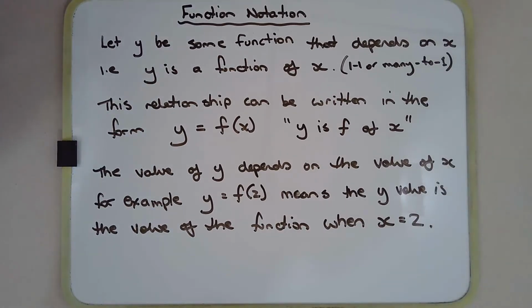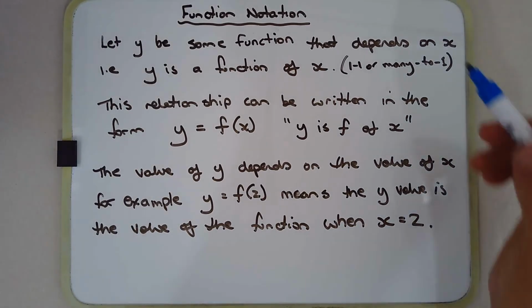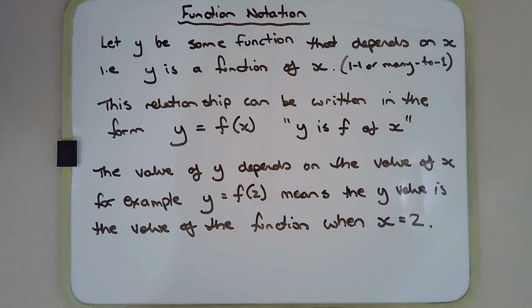Previously, we've looked at the definition of a function. If you have two variables, let's say x and y, with y being the dependent variable and x being the independent variable, the relationship is a function if for every value of x there's only one value of y, or at most one value of y, that maps to it. So we're talking about one-to-one or many-to-one relationships. So that's what I've written up here.